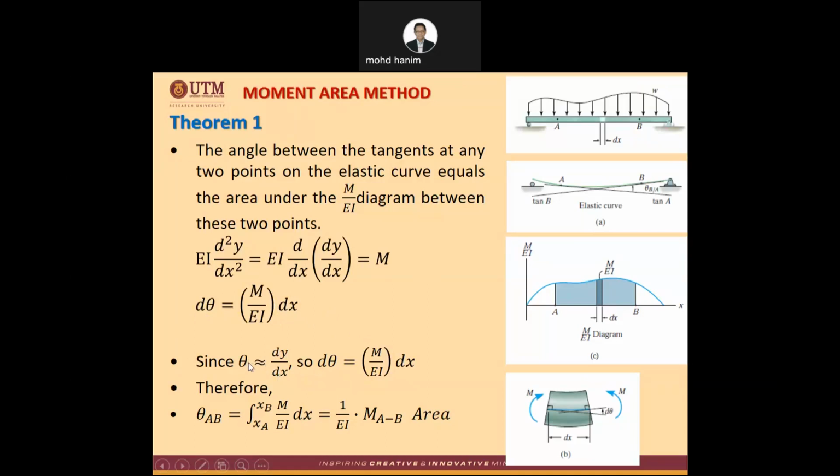This is because theta equals dy over dx. So d theta equals M over EI dx. It is mentioned already here. So therefore, theta AB, if we write the tangent between A and B, is equal to the integration of M over EI dx between B and A.